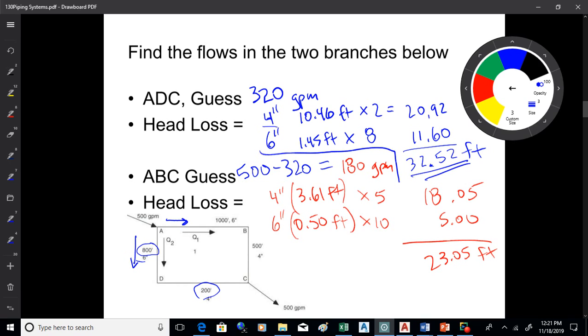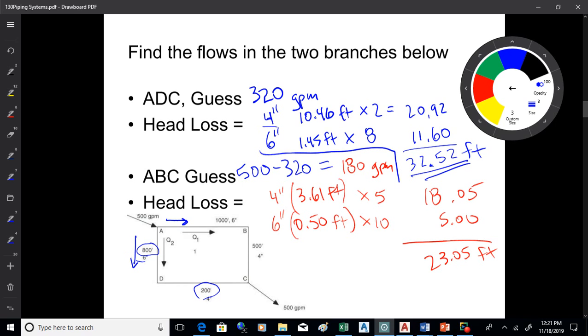So I've got too much head loss on the ADC side. We're good with that? So how would I adjust the flows? Yeah, more flow on which side, the ADC? ADC. Yeah, right. I want more, so try another one with more flow on that side, and just do it again.